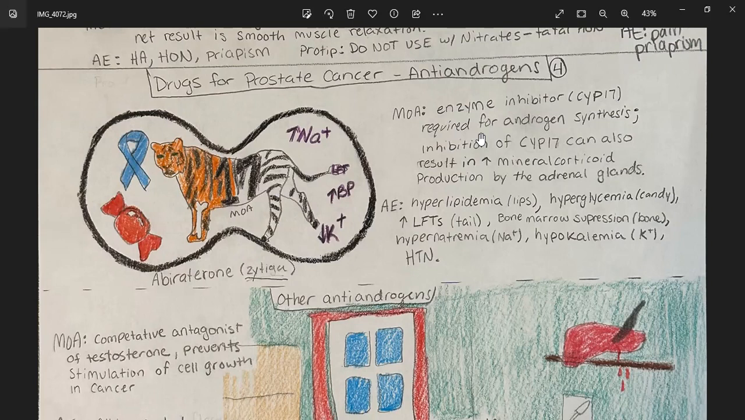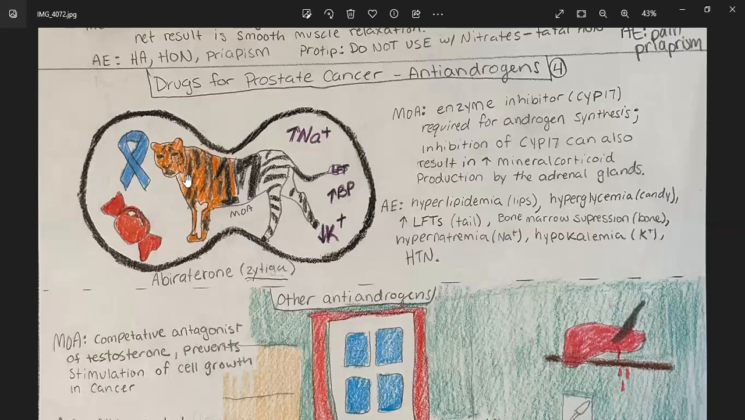And so when we inhibit this enzyme, we're going to increase mineralocorticoid production in the adrenal glands, which is going to decrease your androgens, which is going to decrease the cell growth of cancer in the prostate. To remember that this is for prostate cancer, we have our cancer ribbon here. There's a lot of adverse effects.